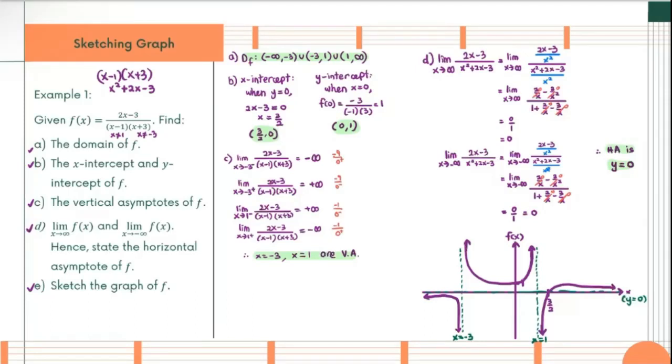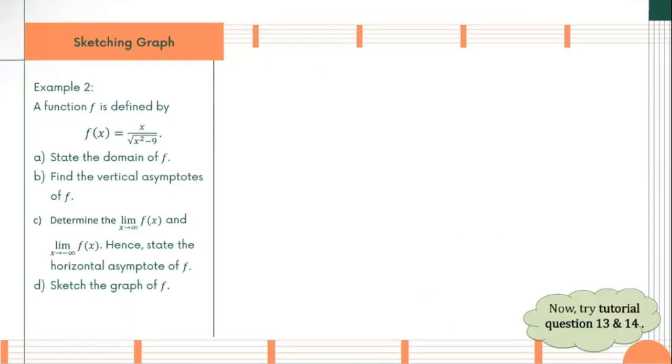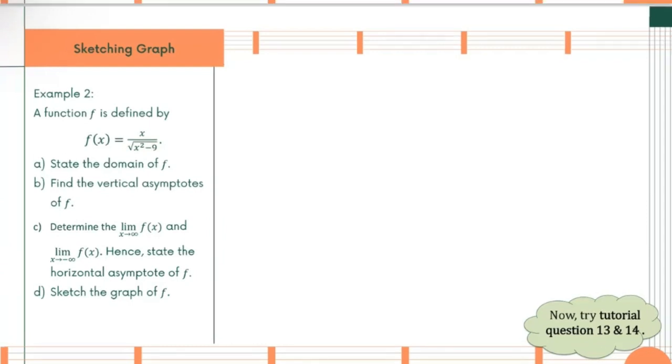So today kita akan continue on our lesson on limits and hopefully by today kita dah boleh habiskan chapter 8 ni lah. Okay, so let's look again at sketching graph. So let's look at this question. Second example, sketching graph untuk x over square root of x square minus 9.